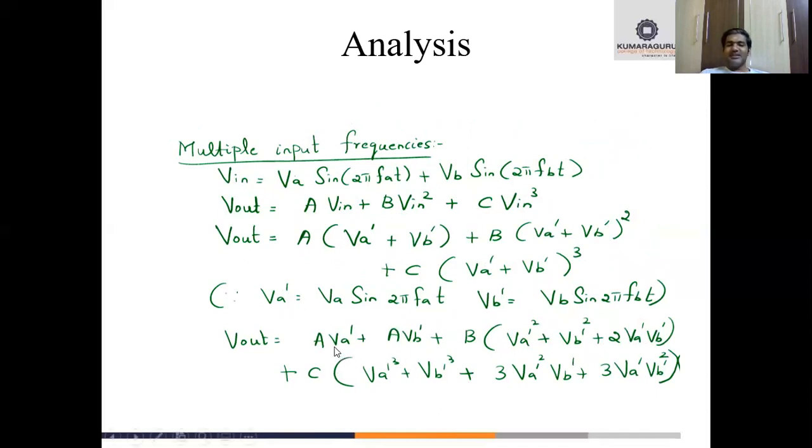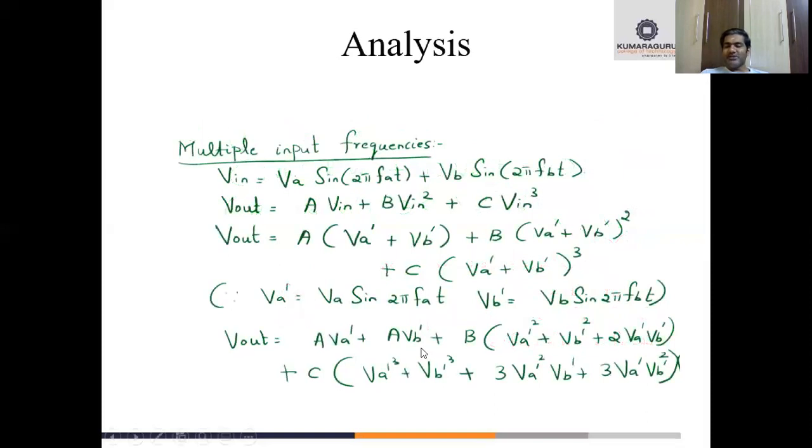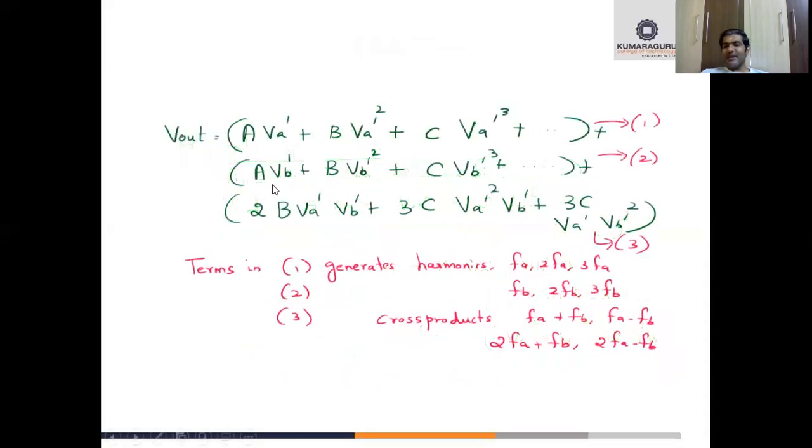So I can write this as A VA dash plus B VA dash the whole square plus C into VA dash the whole cube. Okay. Similarly, I'm just splitting up my VB dash also. So A into VB dash plus B into VB dash square plus C into VB dash cube. So that is my second term.